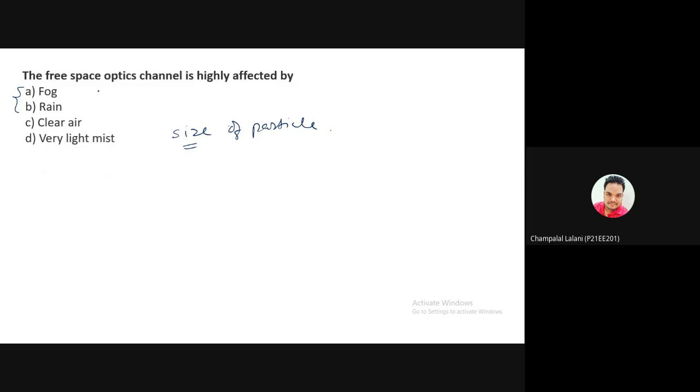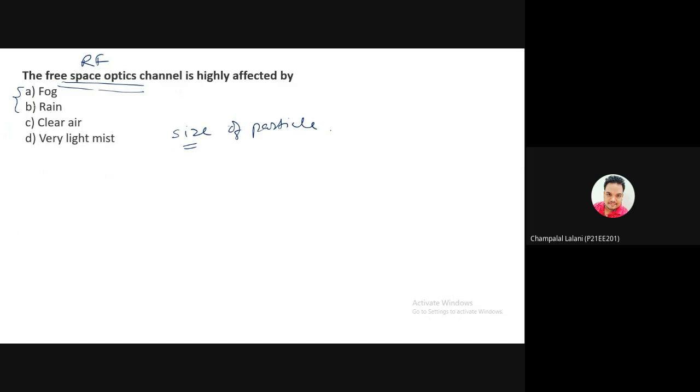If in place of FSO, I say RF, then what will be the answer? The RF channel is highly affected by what? Then I think it should be rain. Yeah, correct. For RF it is rain and for FSO it is fog.